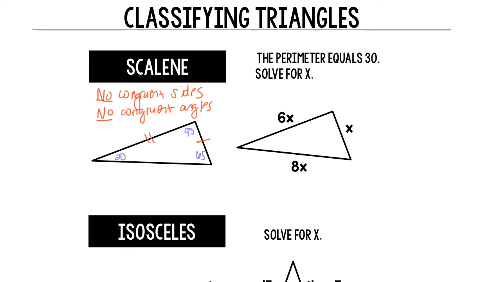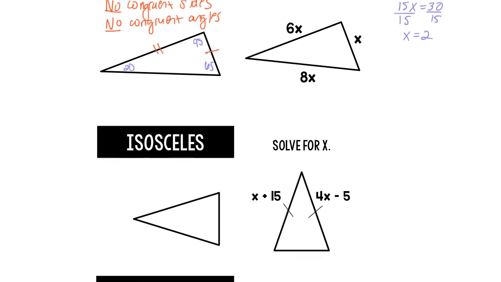So we know over here in this triangle, the perimeter equals 30, solve for x. The perimeter means we add all the sides together and we get the sum of their lengths. Well, in this case, it equals 30. So we know we have 6x plus 8x plus x equals 30. Combine like terms on the left and we get 15x equals 30. Divide by 15 on each side to get x alone, and x is 2. All right, so far so good.